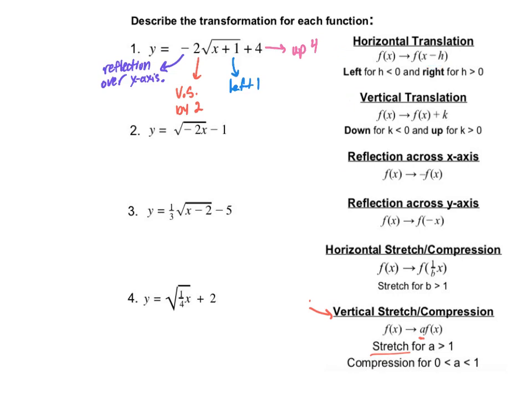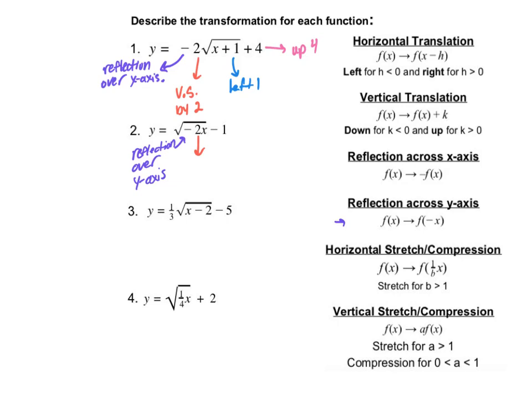All right, so next one. Here we see we have a negative inside my function. So that's going to be a reflection across the y-axis. But then I also have a 2 multiplying inside my function.